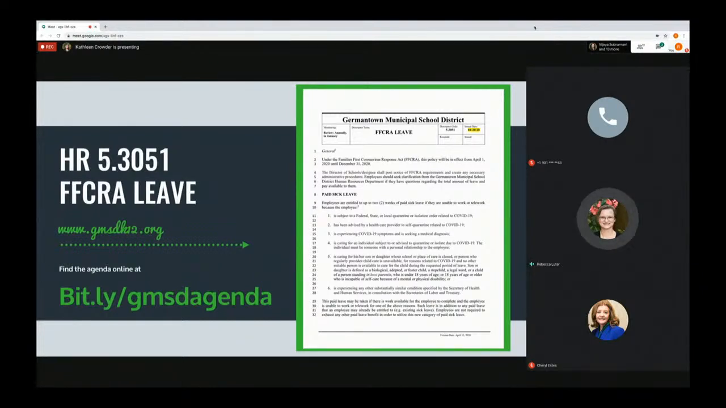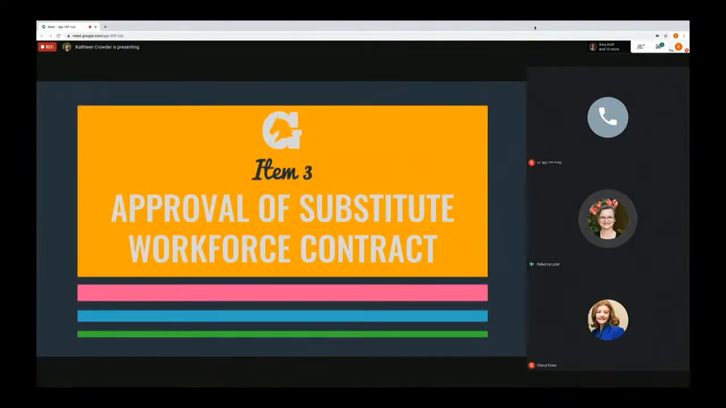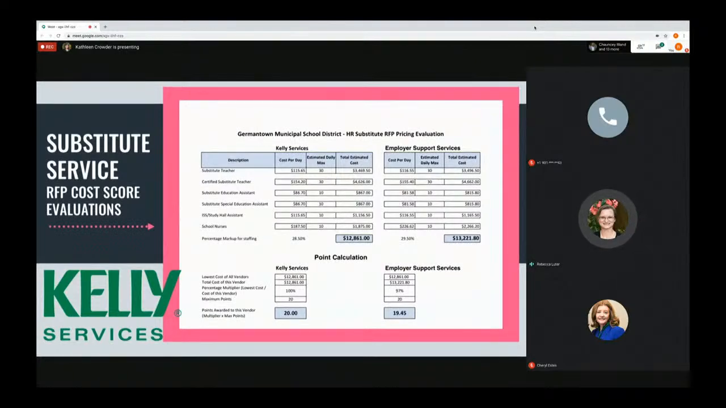Hearing no further discussion, we're going to move to item number 3 of our agenda, approval of external staffing of substitute workforce contract. This is a contract that has been bid on, and the recommendation is to grant the contract to Kelly Services, whom we have used in the past. I'm going to turn it over to Mr. Manuel.